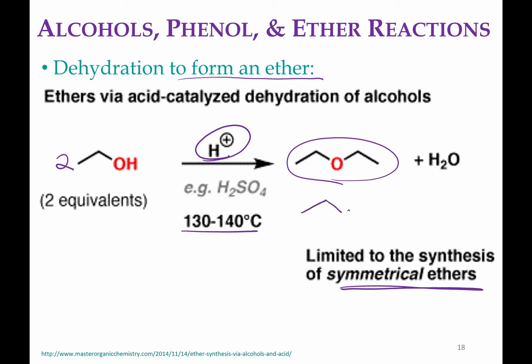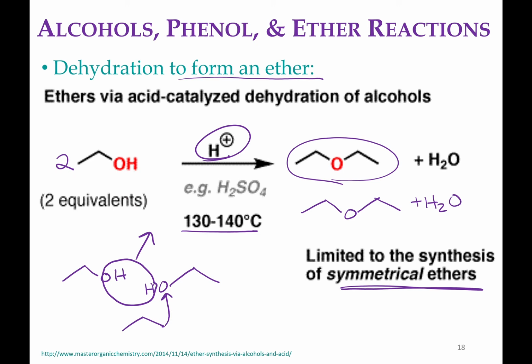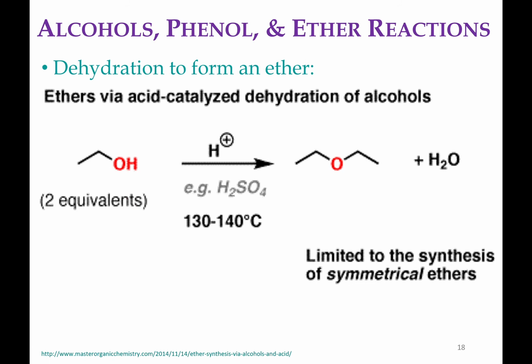So this one would be diethyl ether and water as a byproduct. What happens is this OH group from one and this hydrogen essentially go away to make water, and then this one comes in and bonds to the oxygen, forming the ether. We'll say essentially that's what happens. All right, so those are forming symmetrical ethers, or we can have the reaction that forms an alkene.